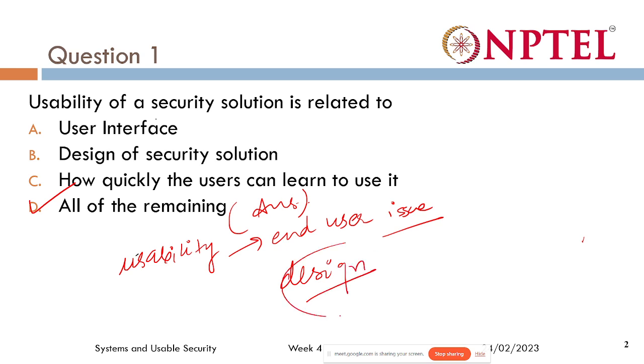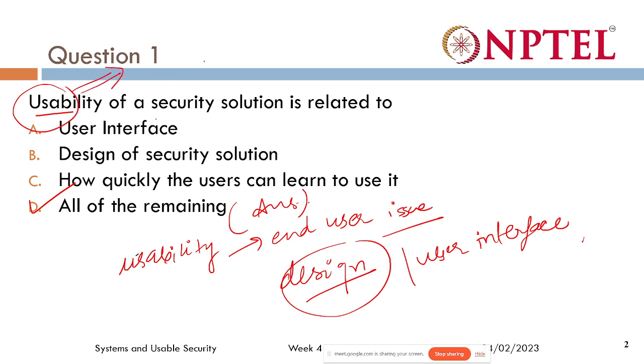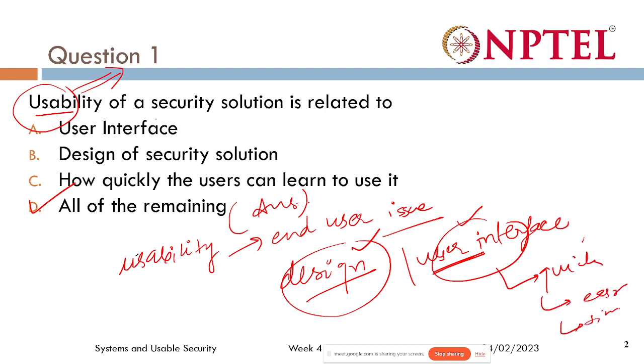The design, user interface, obviously, how the user is going to use a certain product, as we can get from the name itself. Usability: what is the ability of its usage by a given user. Design, user interface, as well as if the design interface is quick, easy and simple to learn, then it also affects how quickly the user can learn it. That's why the answer will be all of the above options. So I hope it is clear.